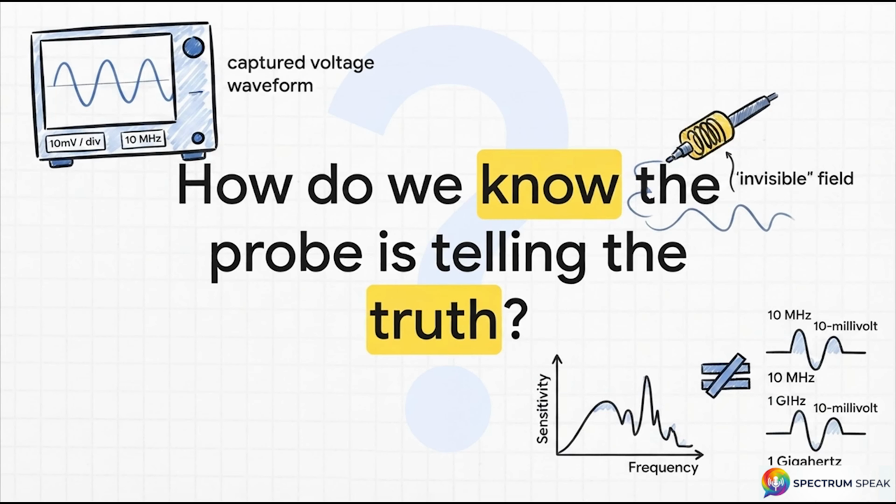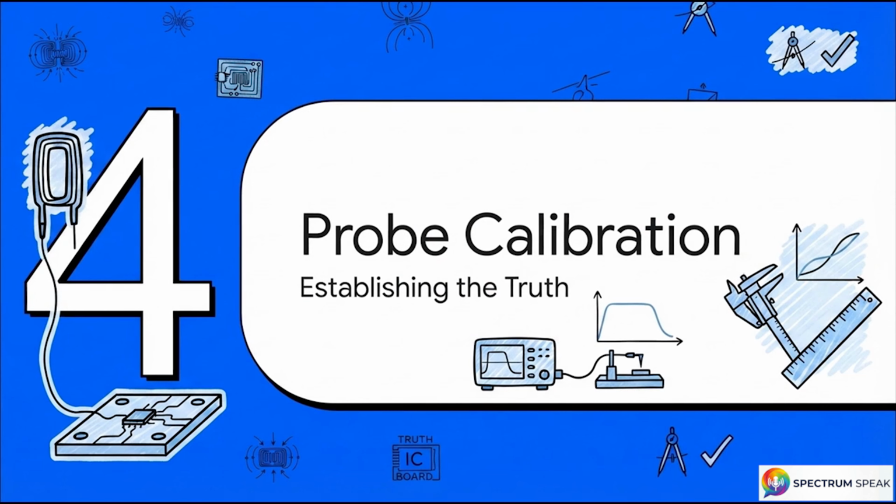So we now have this voltage waveform on our oscilloscope, captured by our invisible observers. But here is the absolutely critical question. How do we actually know that raw voltage is telling us the truth about the absolute field strength? The probe is essentially just a transducer, right? And its sensitivity changes wildly across different frequencies. A 10 millivolt signal on your scope at 10 megahertz means something entirely different than a 10 millivolt signal at 1 gigahertz. Which brings us to Section 4, Probe Calibration and Metrology, Establishing the Truth.